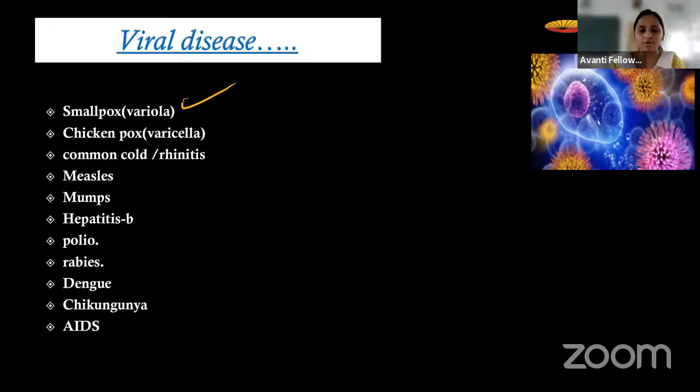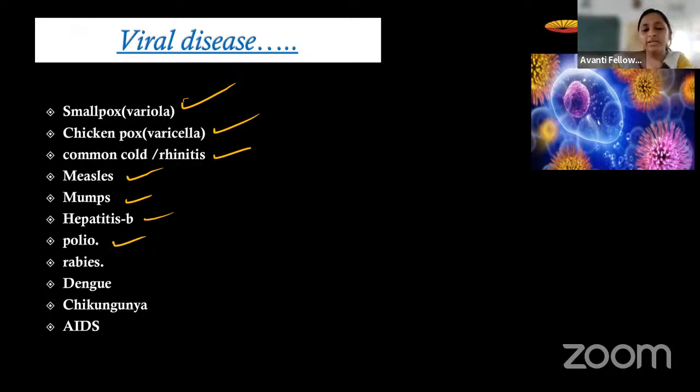Smallpox. Smallpox was eradicated in India; we no longer have smallpox now. Then chickenpox and the common cold, everyone has suffered from the common cold, right? Then measles, mumps, and hepatitis B. Hepatitis B affects the liver. So that is the thing.